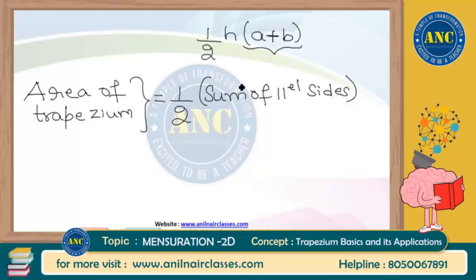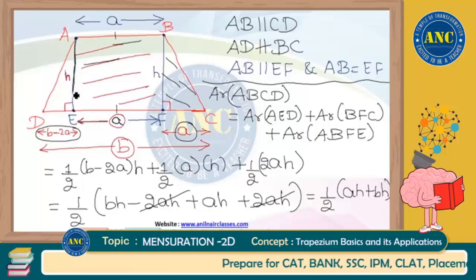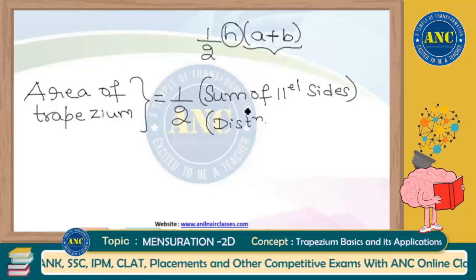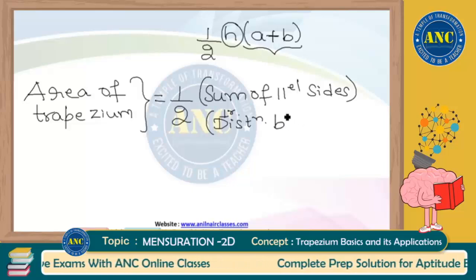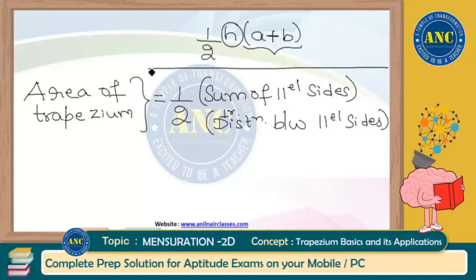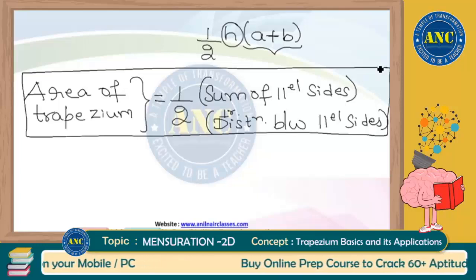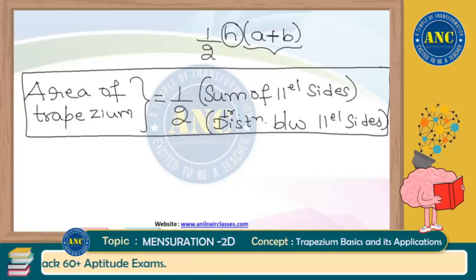Half into the sum of the parallel sides multiplied with H, where H is nothing but the perpendicular distance between the two parallel sides. So, very important point: area of trapezium is half into the sum of the parallel sides into the perpendicular distance between the parallel sides. In my diagram, it is half into A plus B, where A plus B is the sum of parallel sides, into H, the perpendicular distance between the two parallel sides. This is the proof of this trapezium area.